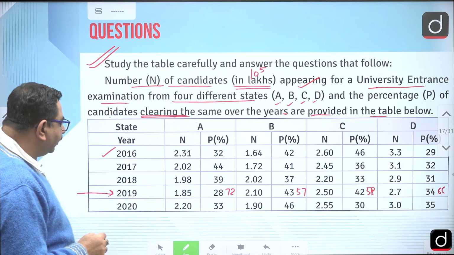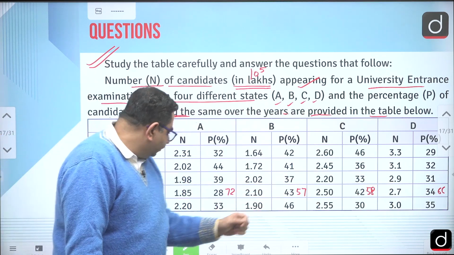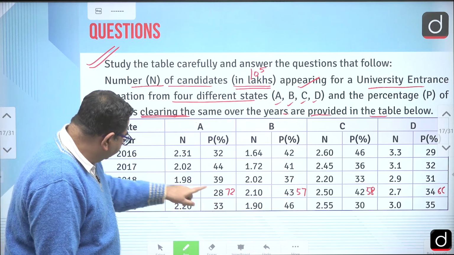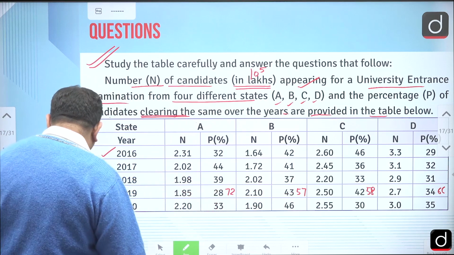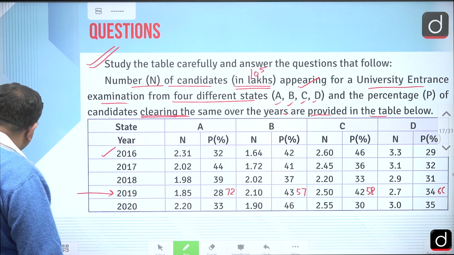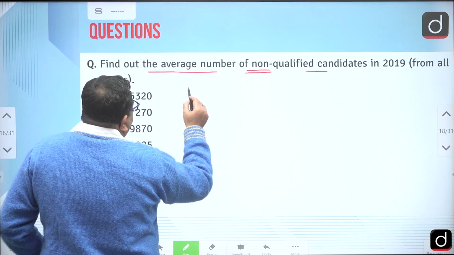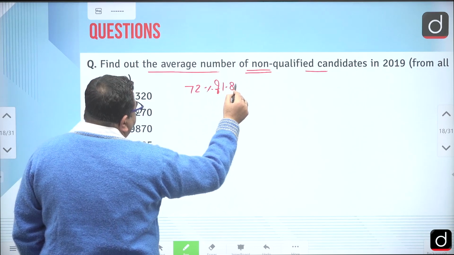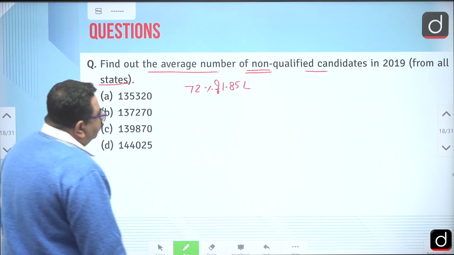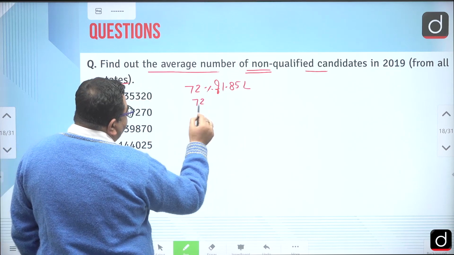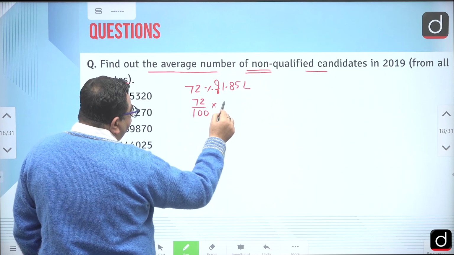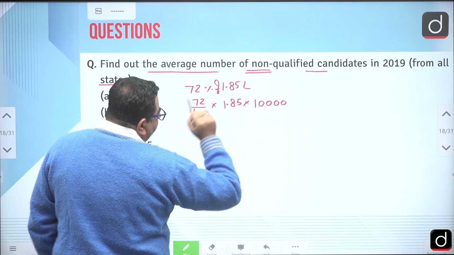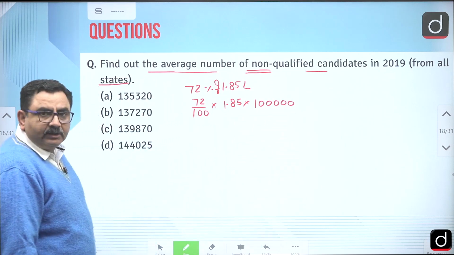66%. Now we have to calculate for 4 states, that is 72% of 1.85. Let me write this data and then we'll think over it: we have to calculate 72% of 1.85 lakhs. Now this is 72 by 100, into 1.85 into 5 zeros, because this is in lakhs.